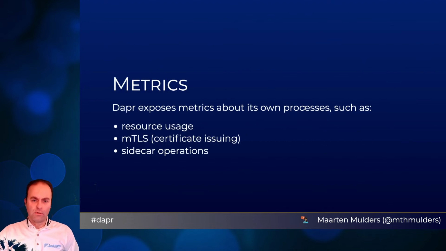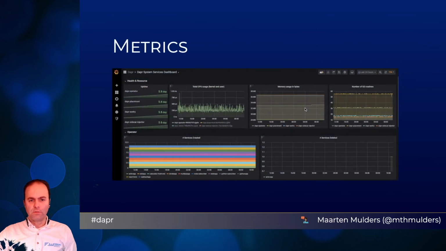So Dapr actually exposes a few metrics itself. It tells, for instance, to Prometheus how much CPU and memory usage did it claim. If you run it in secure mode, it will expose a few metrics about certificate issuing, and in general, it will just say how often certain sidecar operations were invoked. And you can expect dashboards like these that visualize that.